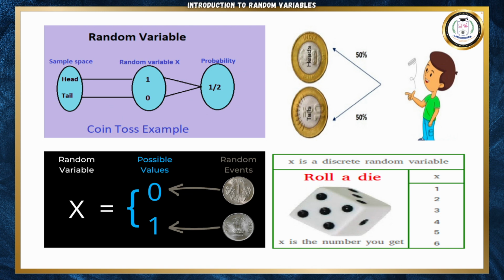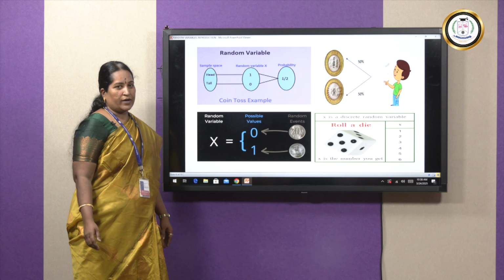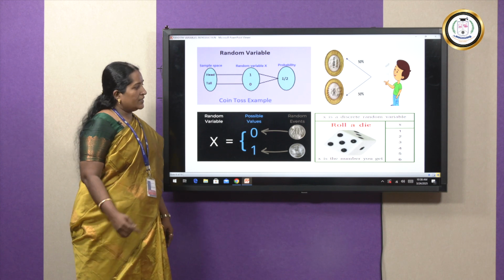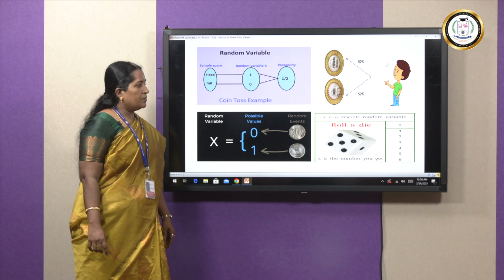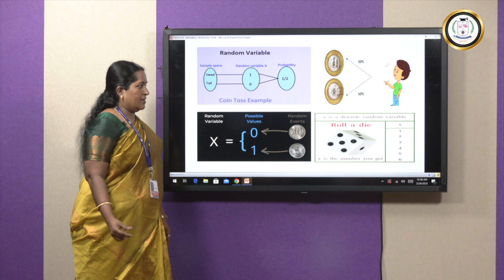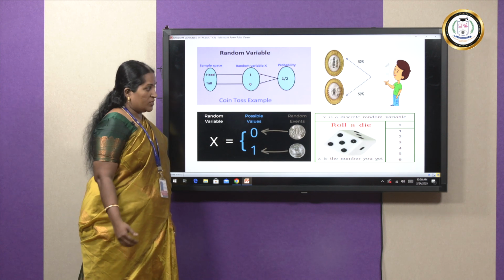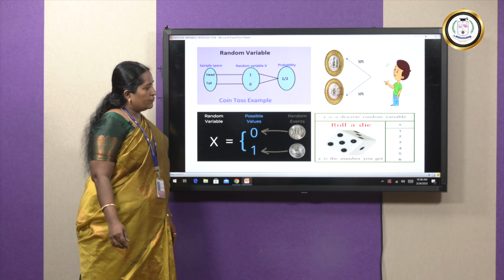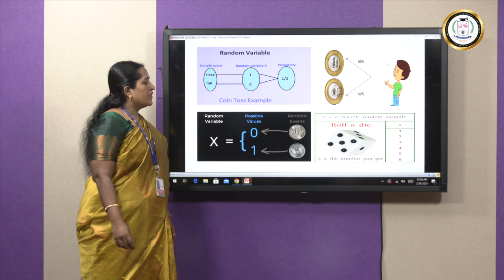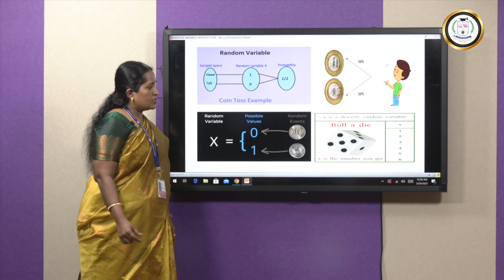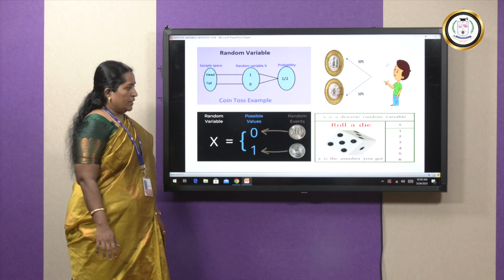Next, we can have rolling a die. For rolling a die, the outcomes are 1, 2, 3, 4, 5 and 6. So let us take these outcomes as a random variable x, a small x, which can take the values 1, 2, 3 and so on. So 1, 2, 3, 4, 5, 6 are all the outcomes. X is the number you get. This is a random variable.